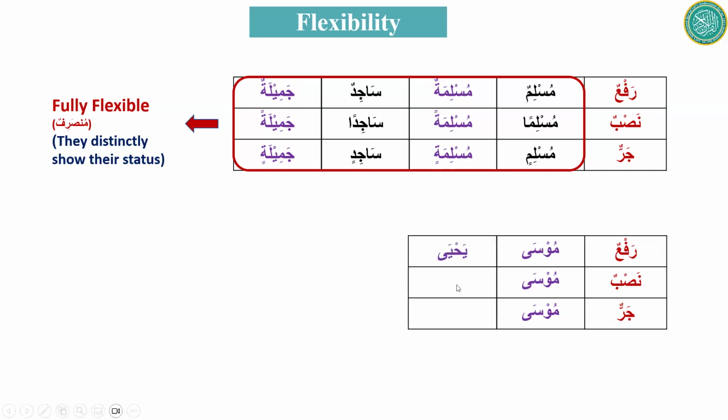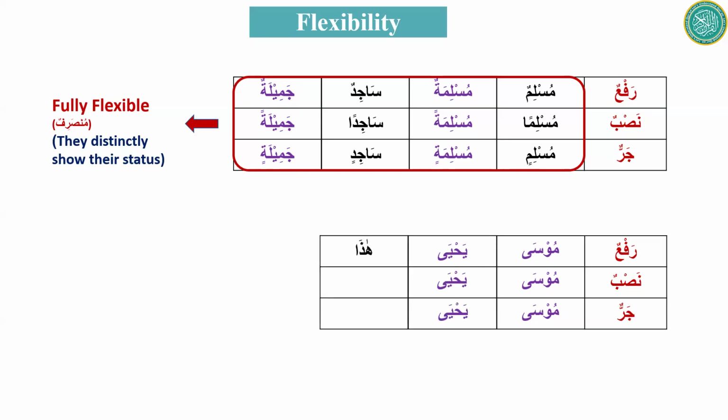Another example will be Yahya. So Rafa is Yahya. Thank you, Brother Taimur. Nasab is Yahya. Jar is Yahya. So these are two names of the prophets, Musa and Yahya.